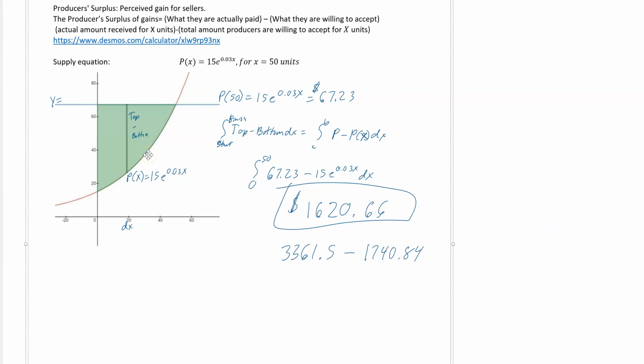So producer surplus is going to be the price that we're actually selling it for minus the supply equation, and then consumer surplus will be the reverse. So it'll be the demand equation minus the price. And in the next video, we're going to look at market price.